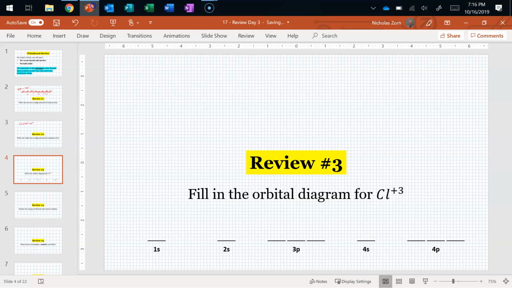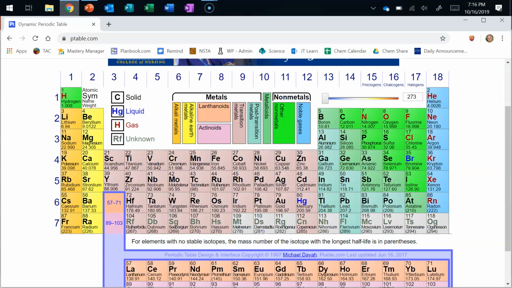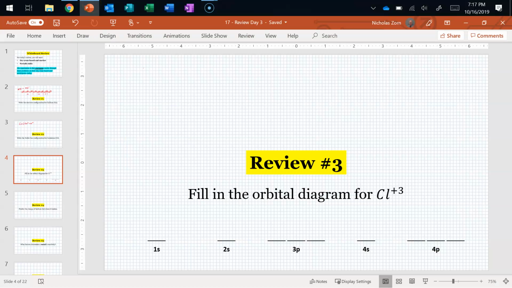Fill in the orbital diagram for chlorine with a positive 3 charge. So if we go to the periodic table and look at chlorine, chlorine has 17 electrons normally. But since it's a positive 3, we know that it has 3 fewer electrons. So 17 minus 3 is going to be 14 electrons. So we need to fill in 14 electrons on our diagram.